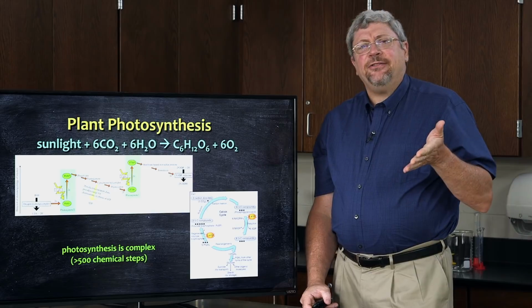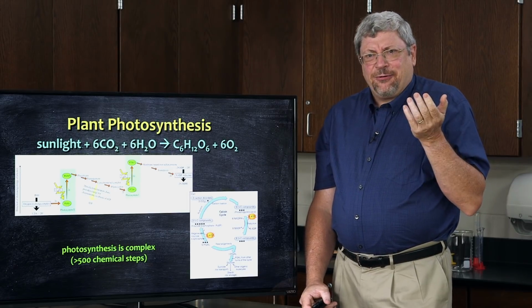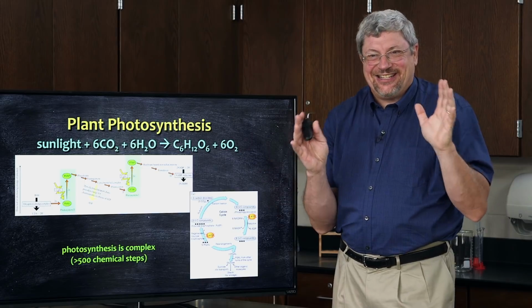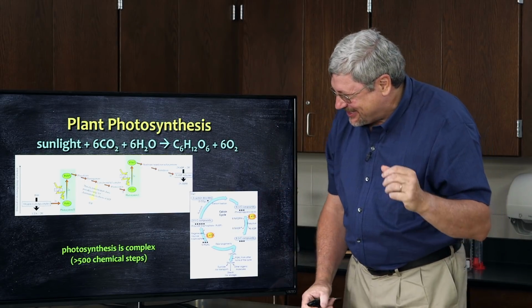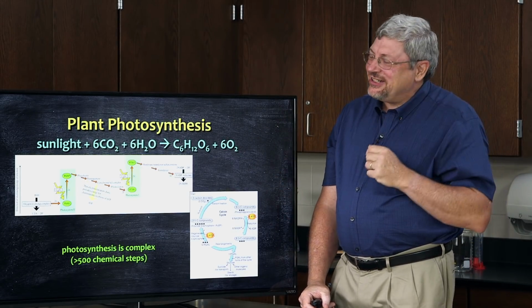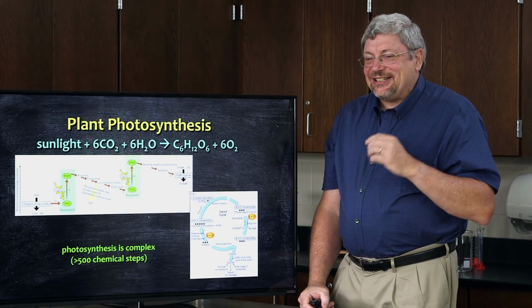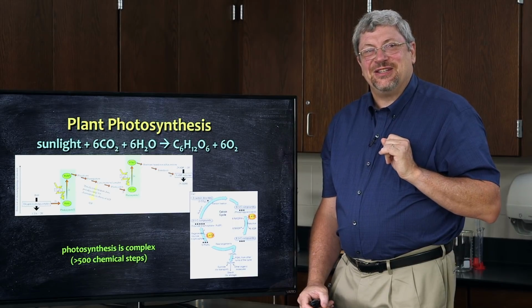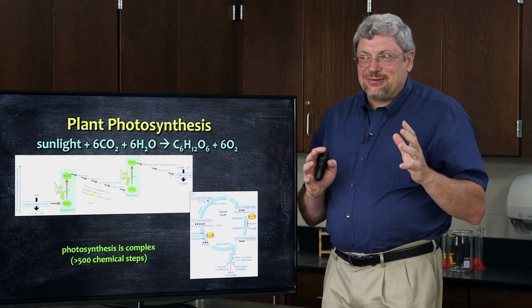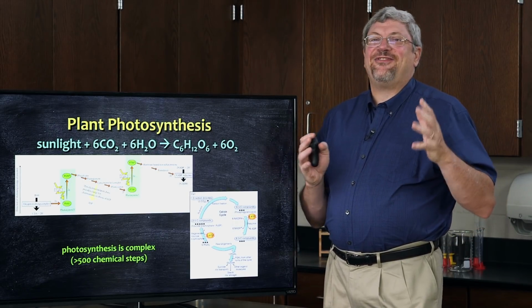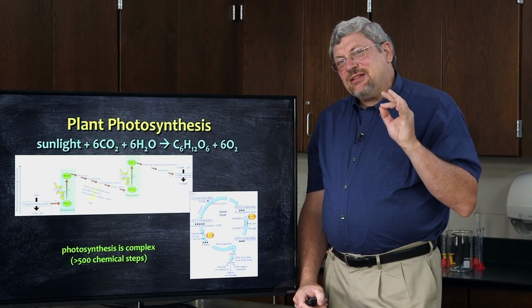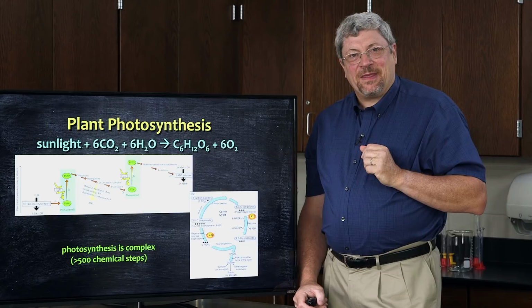And naive me, I said, "Don't we already understand that?" It's like I didn't realize how ridiculous that question was. He said, no, we don't. We don't even know how many steps there are in photosynthesis. He said, we estimate that there's something in excess of 500 chemical steps, and we understand about 50 of them.